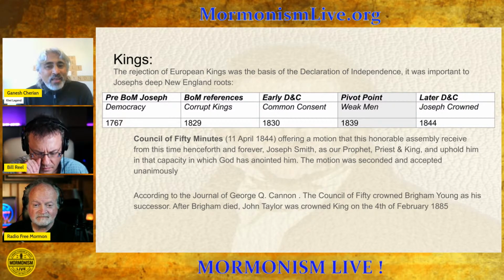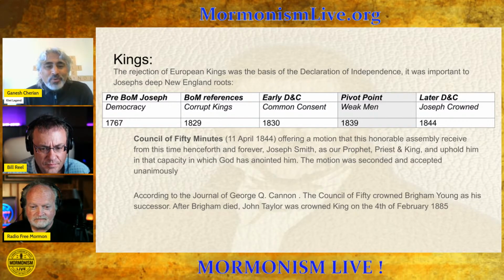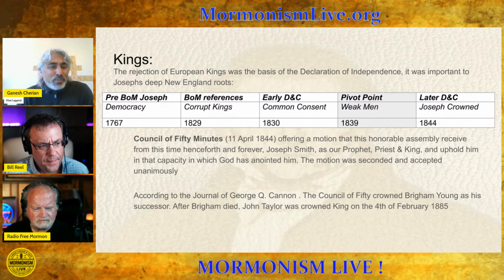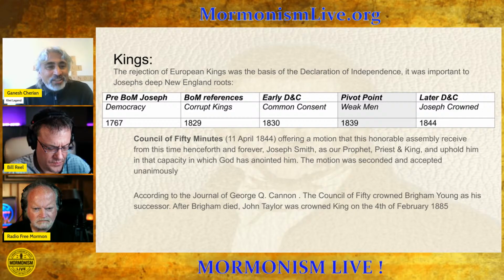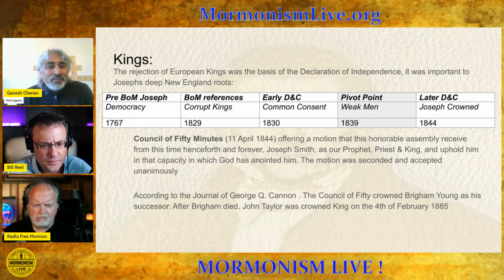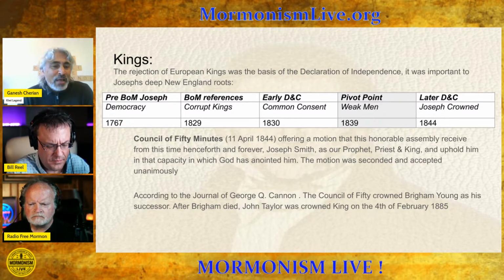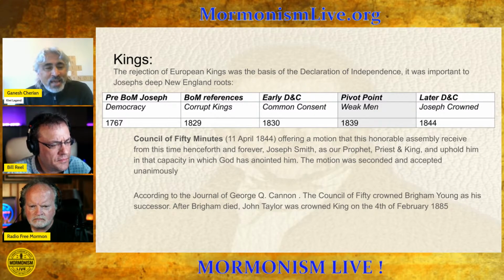And of course, then the early church was framed under this idea of common consent, that people would be able to order themselves. And then we have Joseph in Liberty Jail talking about these weak men who have betrayed the church and betrayed Joseph and put him in prison for treason. And of course, when he manages to escape and develops Nauvoo, it's all about him. He's in charge, and then eventually he is crowned king. And the Council of 50 Minutes, 11th of April 1844, detail this event where he is positioned as prophet, priest, and king, and upheld in that capacity as a theocracy in Nauvoo going forward.